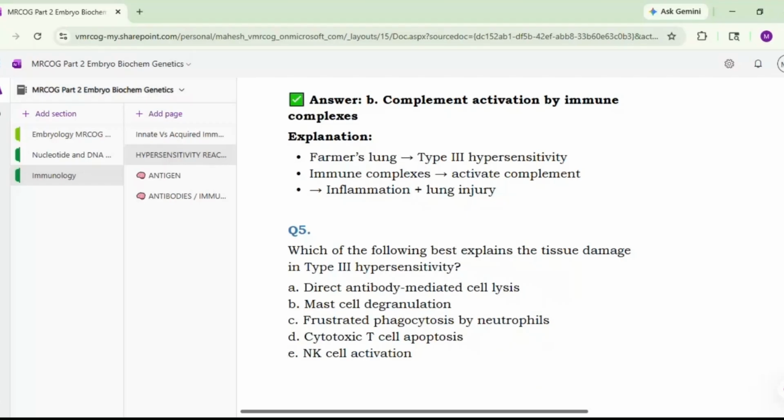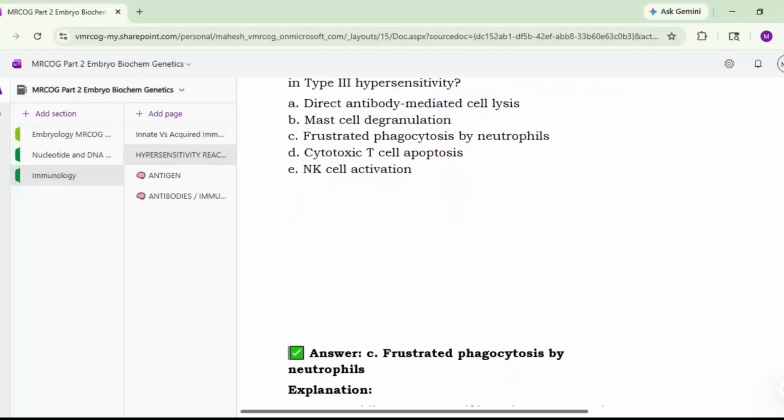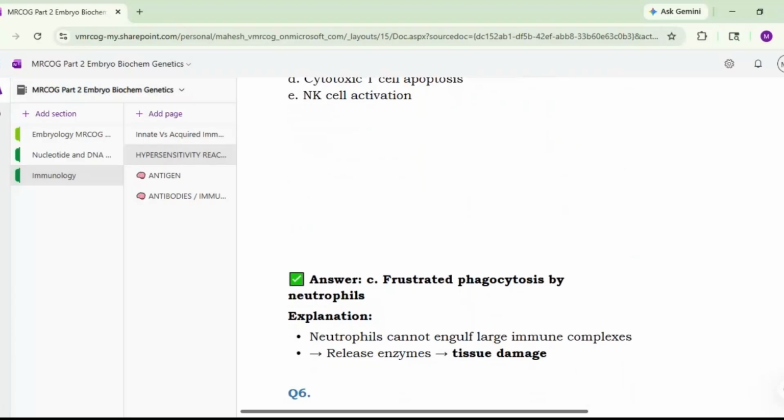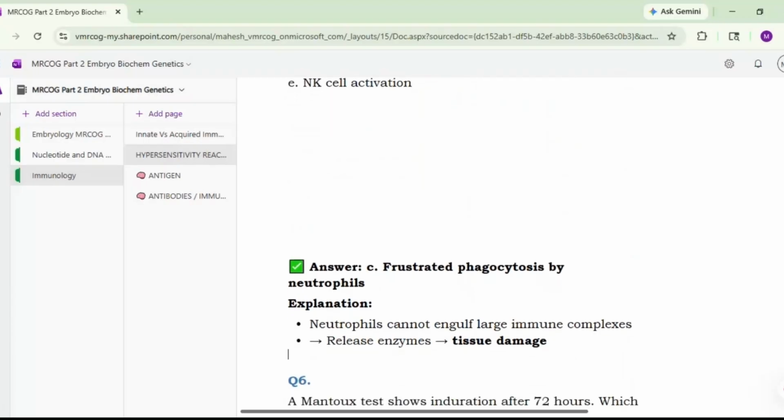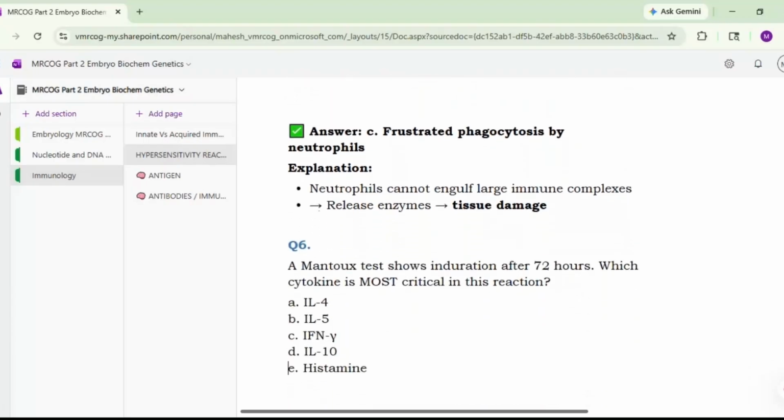So frustrated phagocytosis by neutrophils. Normally there is also a clearance of immune complexes via the RBC shuttle. But here, the neutrophils get frustrated. Neutrophils cannot engulf large immune complexes and release enzymes, leading to tissue damage.